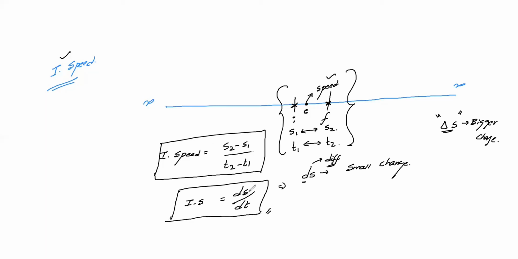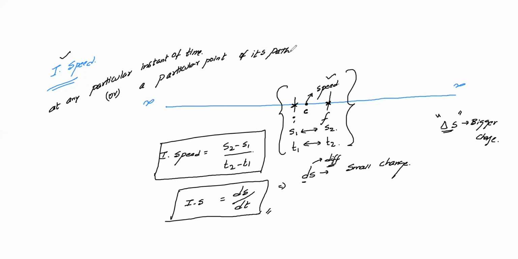Okay, differentiation of speed with respect to time period. Differentiation of your displacement with respect to time period. Okay, let's see the definition part. The speed of an object at any particular instant of time, or at a particular point of its path, is called your instantaneous speed.